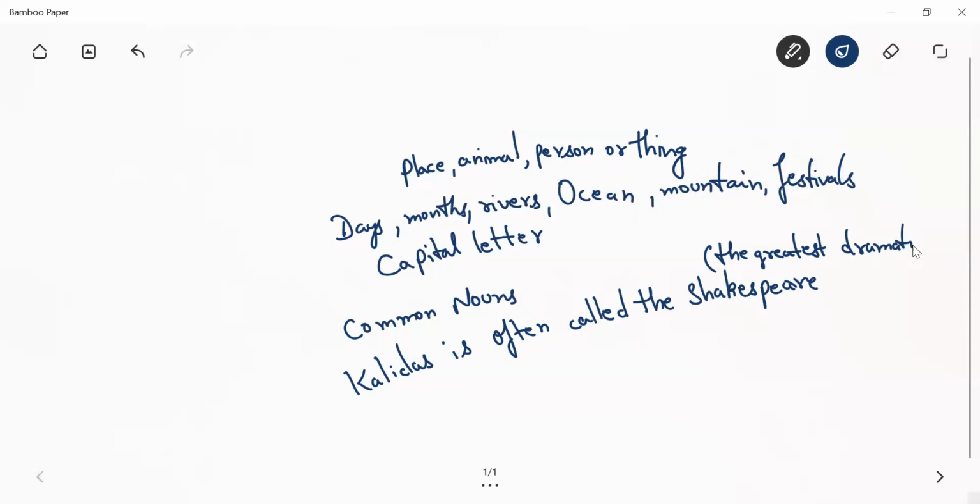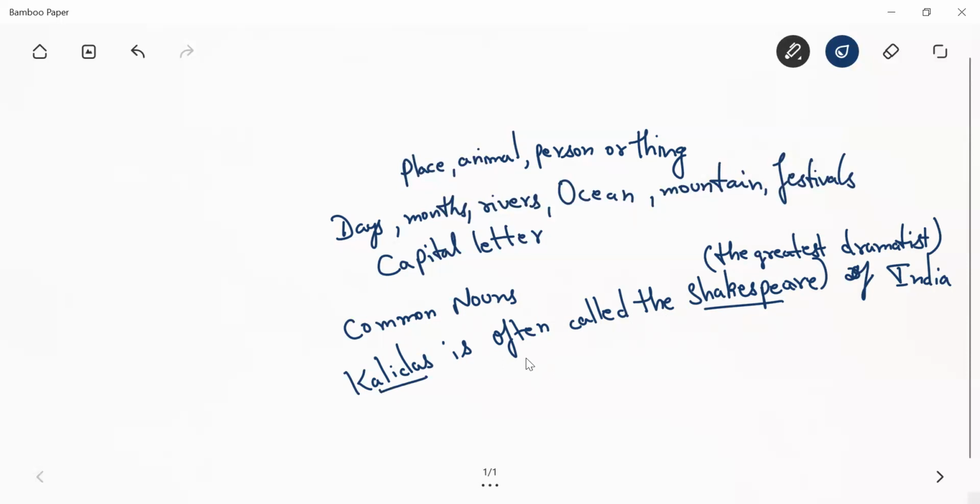Now, Kalidas was the greatest dramatist of India. When we say Shakespeare of India, then we are comparing Kalidas with Shakespeare over here. Here, proper nouns are sometimes used as common nouns.